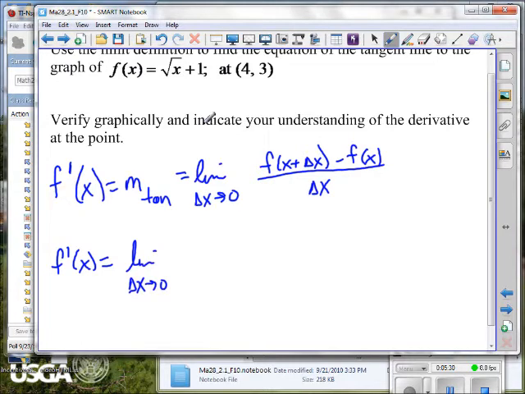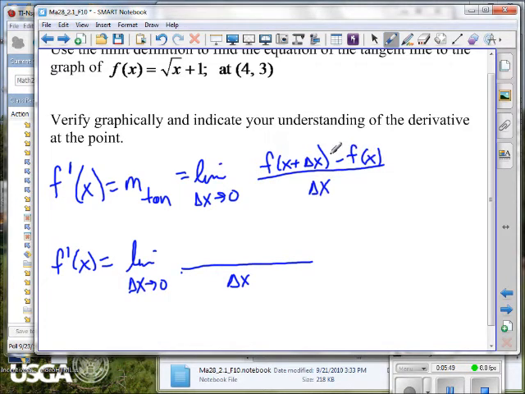Again, I was saying there's two ways to approach this. I'm going to give you the general way, and then we're going to take care of this at the point 43. I'll show you how that works. Okay, so here's my fraction line. We got the delta x down there. Nothing's going to change with that.